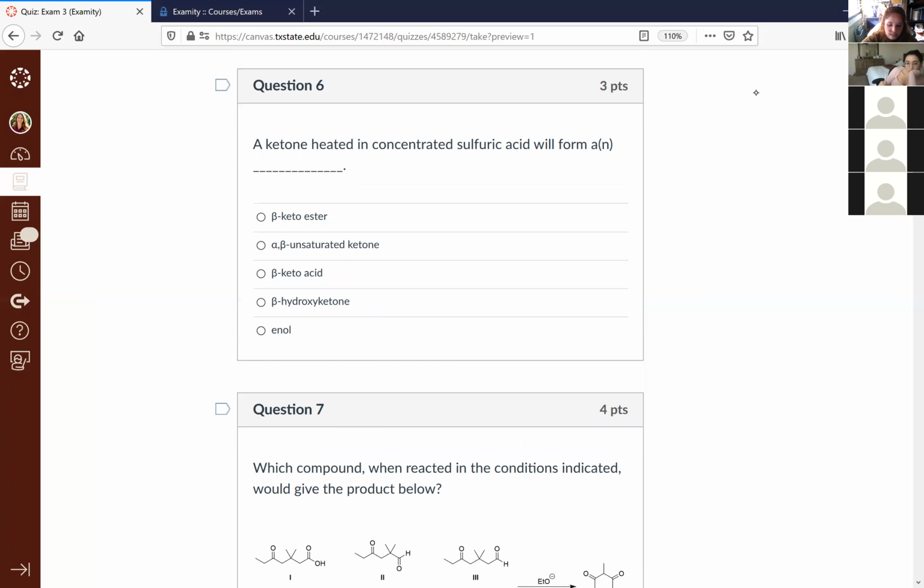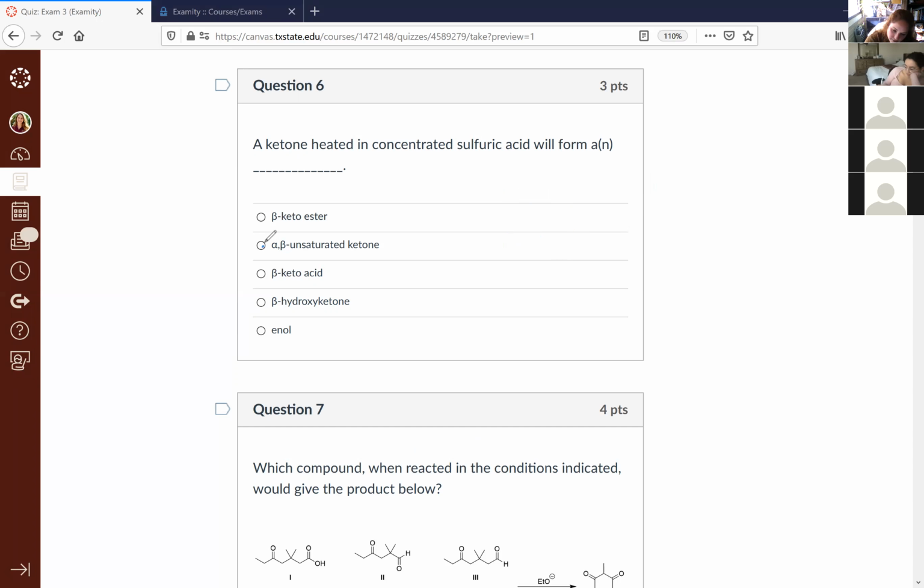Okay, a ketone heated in concentrated sulfuric acid will form a what? So remember the flashcard idea here would be ketone or aldehyde heated in acid. What are we suggesting here? Alpha, beta unsaturated. Right, so this is suggesting an aldol condensation. So that's going to give you an alpha beta unsaturated ketone.